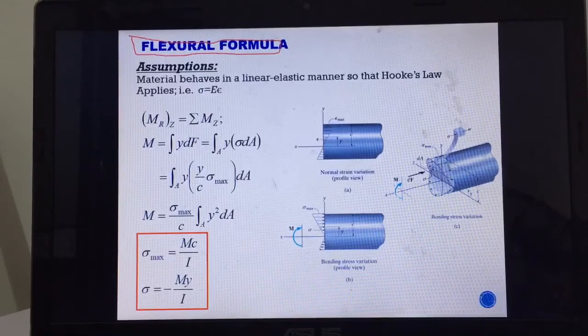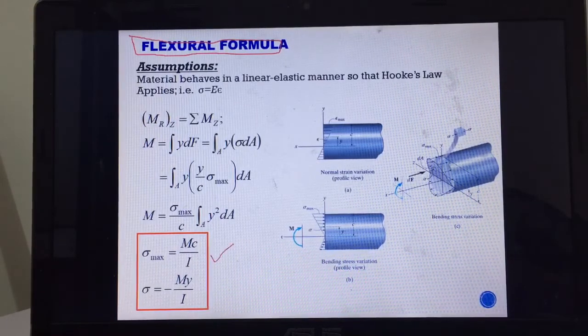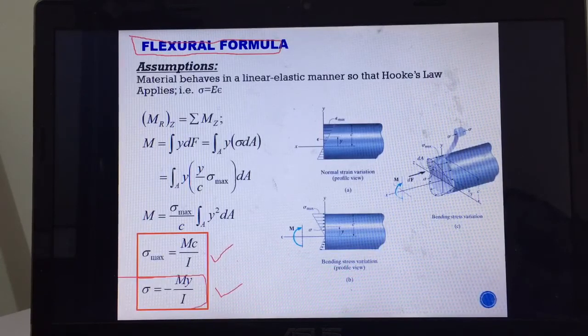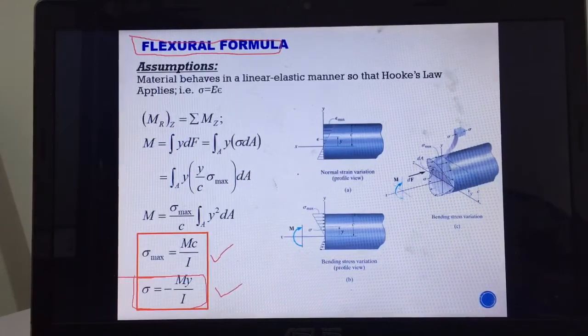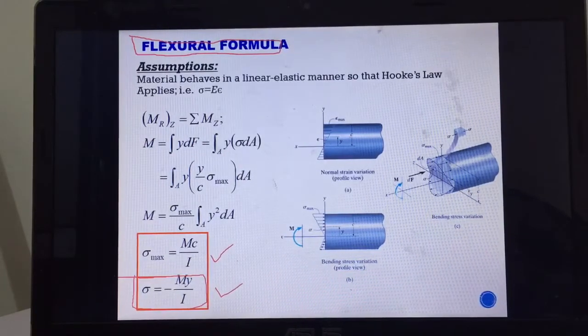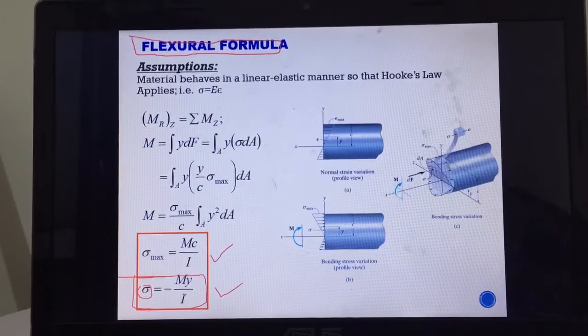And then in the flexural formula, we have derived these two. Actually, they are the same. These are called the flexural formula, this one and this one. Actually, the main formula is this: sigma, the bending stress, equals minus M, the internal bending moment M, times y, where y here is the distance from the neutral axis to the point where you want to find the corresponding stress, and then over I, the moment of inertia of the cross section, right?